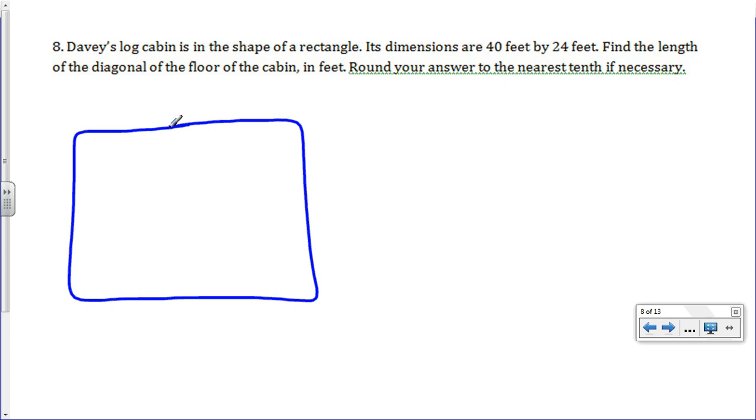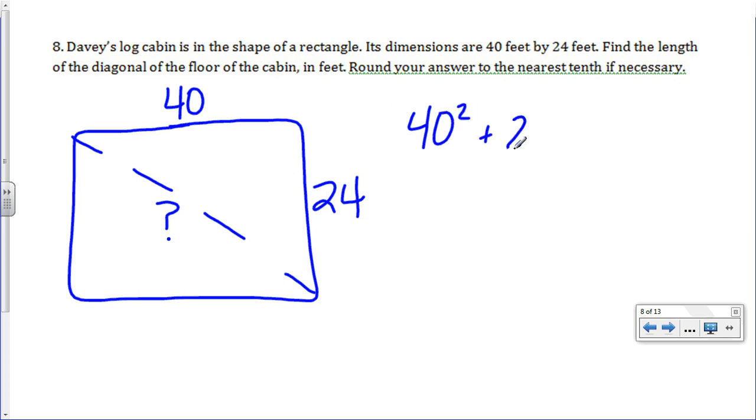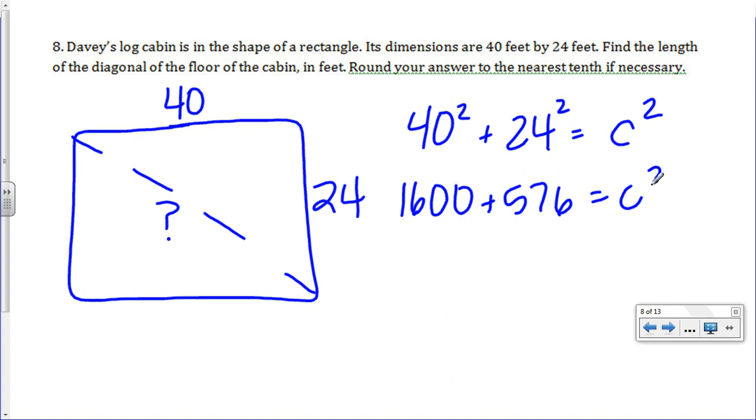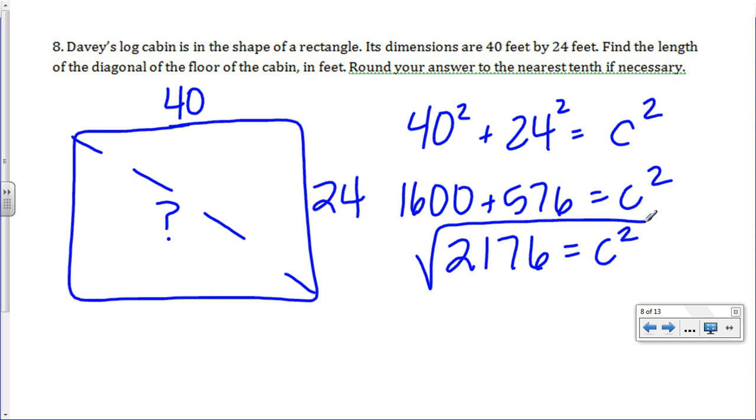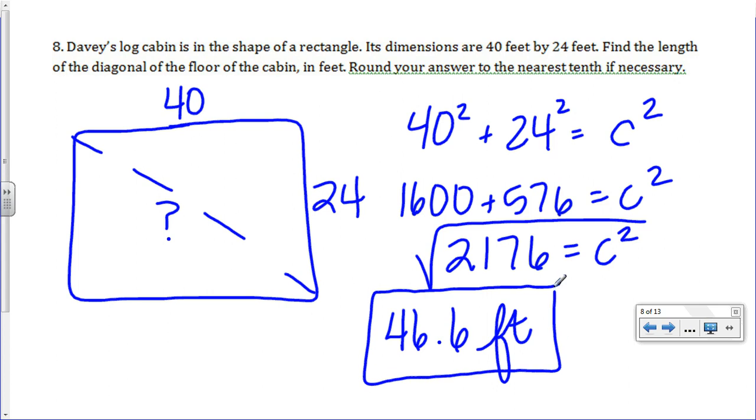If you remember back, I told you, anytime it asks you to find the length of a diagonal, the length of a ladder, the length of a ramp, those are going to be your hypotenuse. So my diagonal goes this way. So that's what I'm trying to find. So I've got a 40 feet by 24 feet rectangle. So I would do 40 squared plus 24 squared equals c squared. Add, because we're finding a hypotenuse, and take the square root. To the nearest tenth, 46.6 feet.